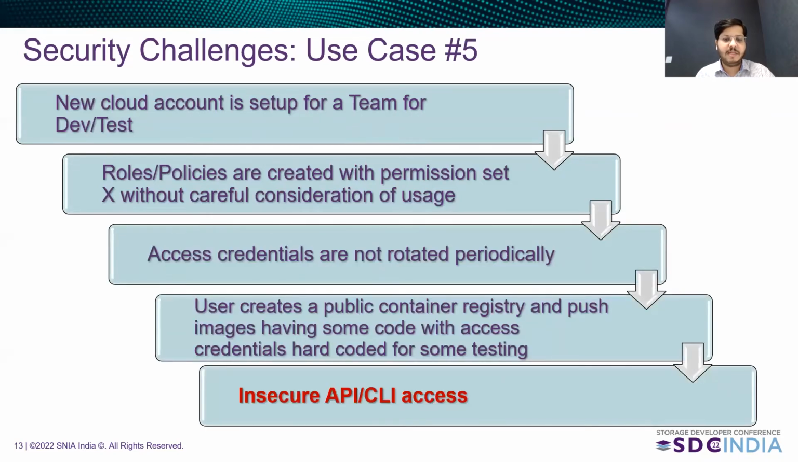Okay, the fifth one is basically API level security concerns. So a user or organization creates a cloud account for the dev test team. Role policies are created with the permission set as a wildcard without careful consideration of usage. Access credentials are not rotated periodically, and the user creates a public container registry and pushes images having the same code with the access credential hard coded for testing purposes. So this is again an insecure API or CLI access example.